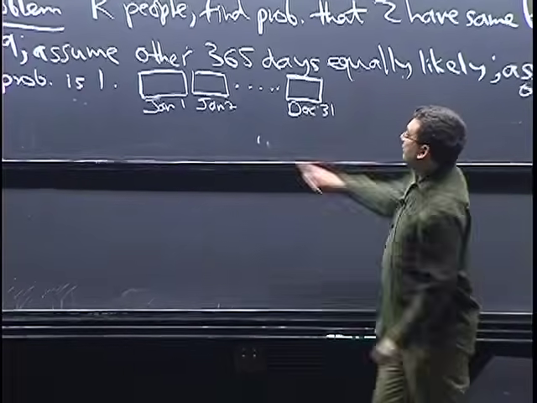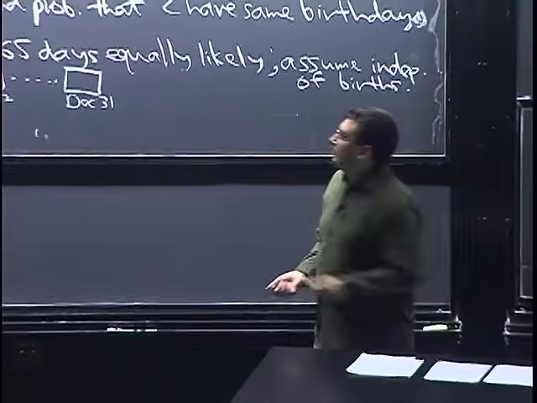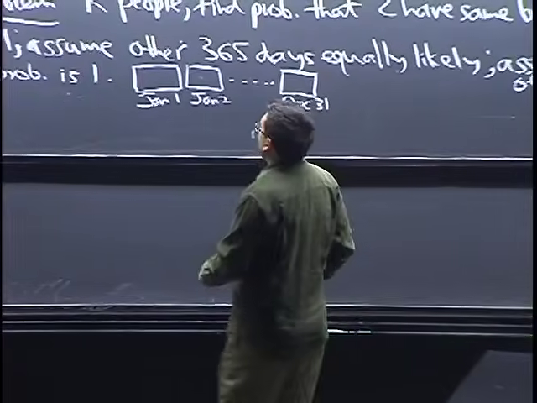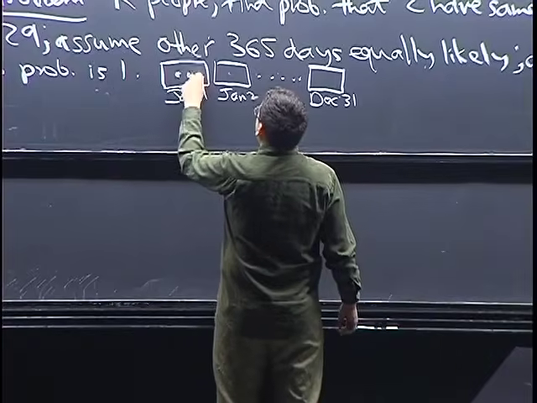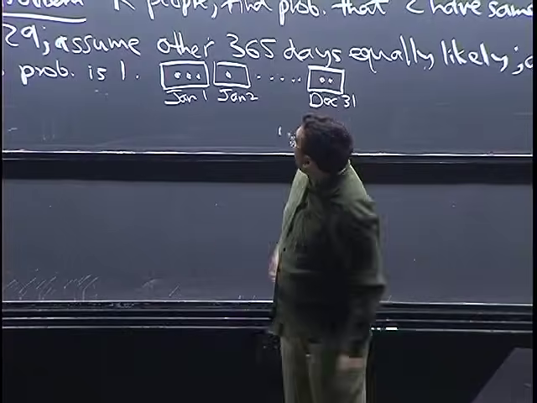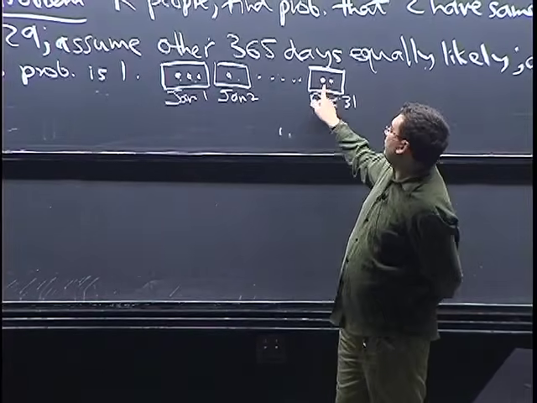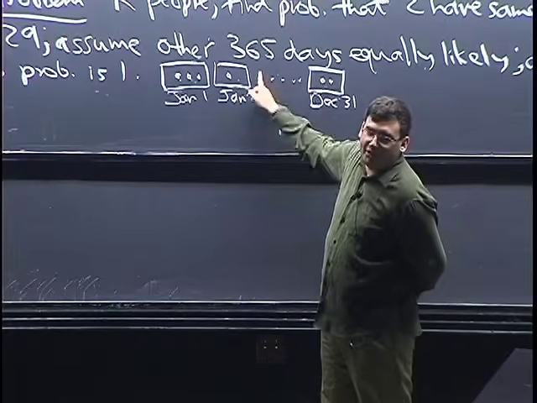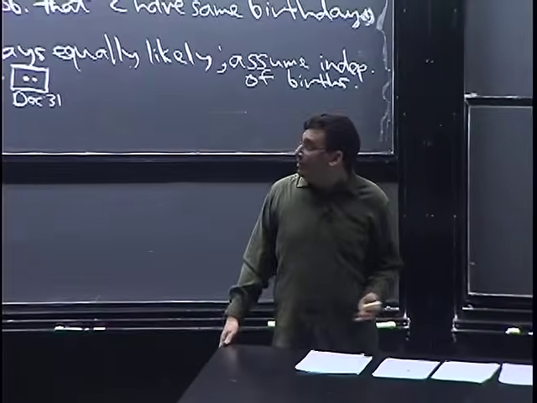So imagine I had these 365 boxes, and then each person, I'm assuming that the people are labeled, but I'm just going to put dots for now. So this would be the case where three people are born on January 1st, 1 on January 2nd, 2 on December 31st, and however many are in between there. So we'd imagine a situation like this.